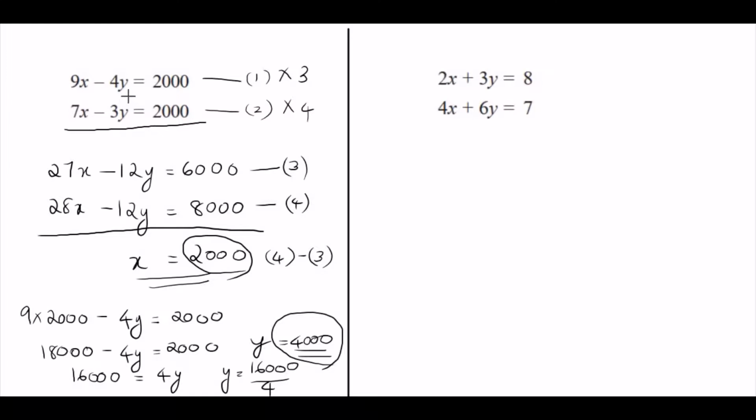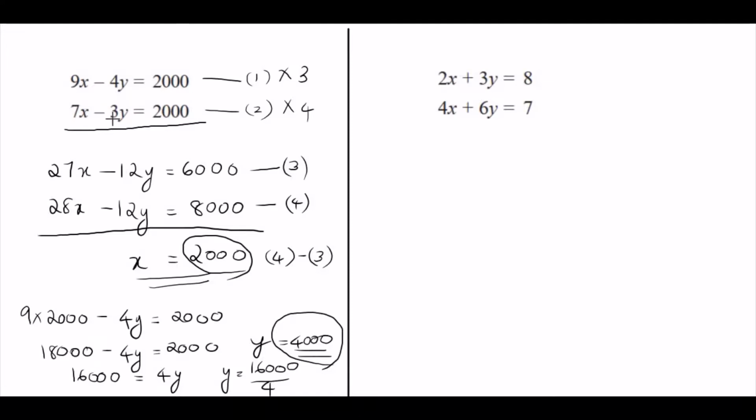So in the elimination method, we try to eliminate one variable. In order to eliminate the variable, you have to multiply the equations by a non-zero constant that makes the coefficients of the variables the same. That can be either the coefficient of the y variable or the coefficient of the x variable.